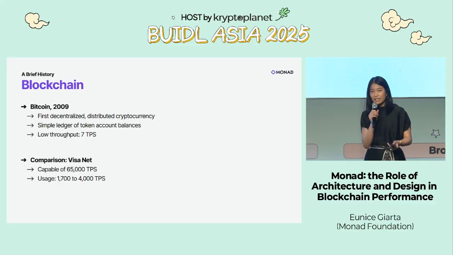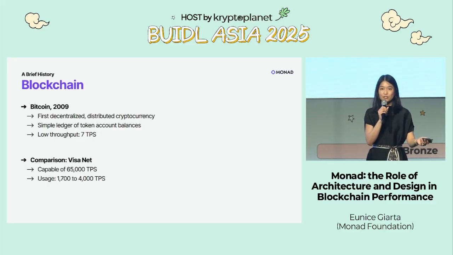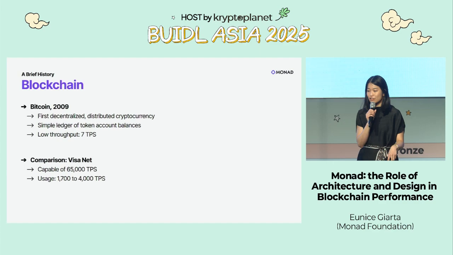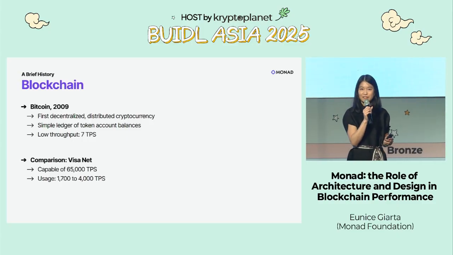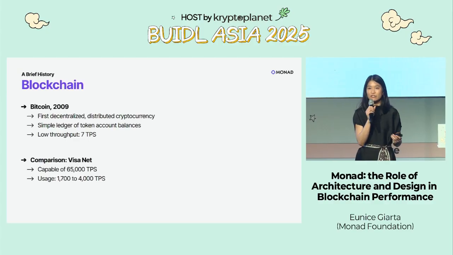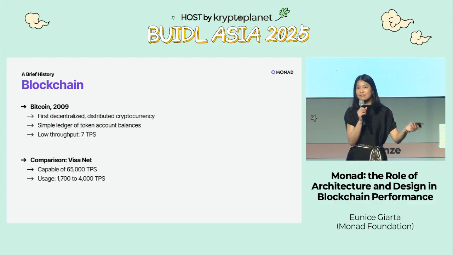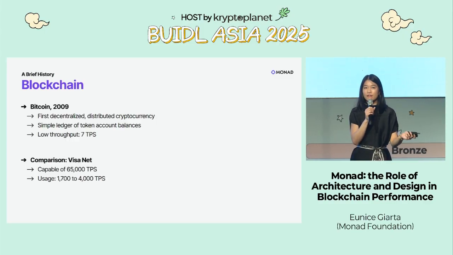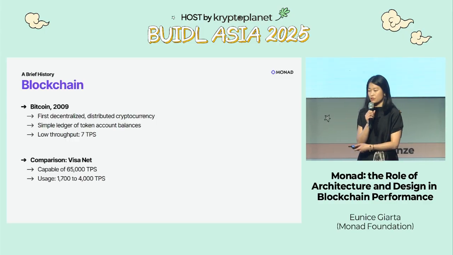In comparison, and this is what everyone compares it to, VisaNet, which is the network for Visa transactions, is on paper capable of 65,000 transactions per second. In practice, I think it's actually a little lower. I think we see an average of 1,700 to 4,000 transactions per second. So we'll use that as a metric for real-world usage. All right, Bitcoin, great in theory, but in practice, maybe struggles for scalability, and this was in 2009.